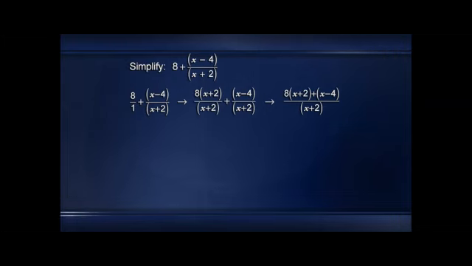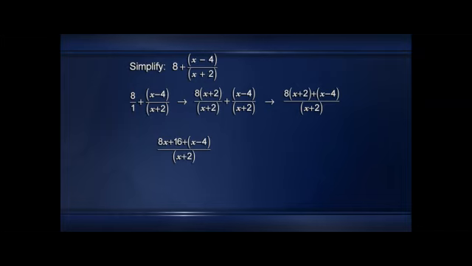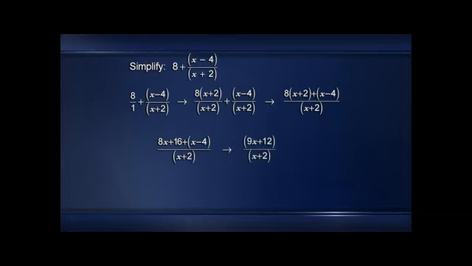Now I distribute that 8, and I have 8x plus 16 plus the x minus 4, all divided by x plus 2. And now when I combine that numerator, I'll have 9x plus 12 divided by the x plus 2. Now, you can actually stop there.